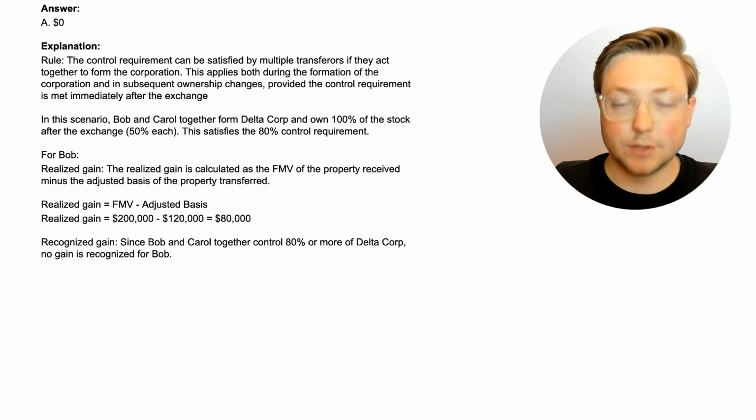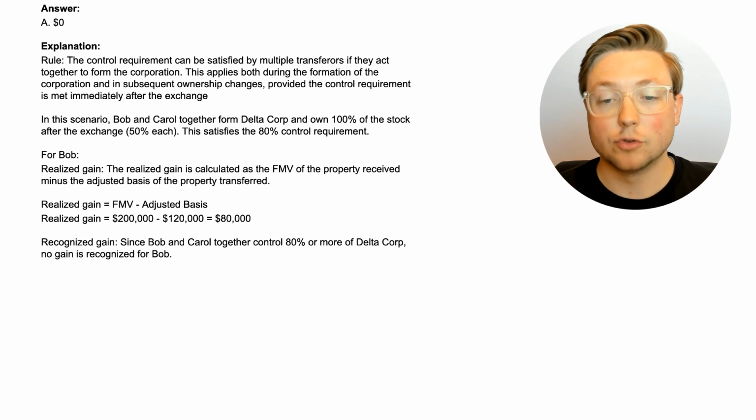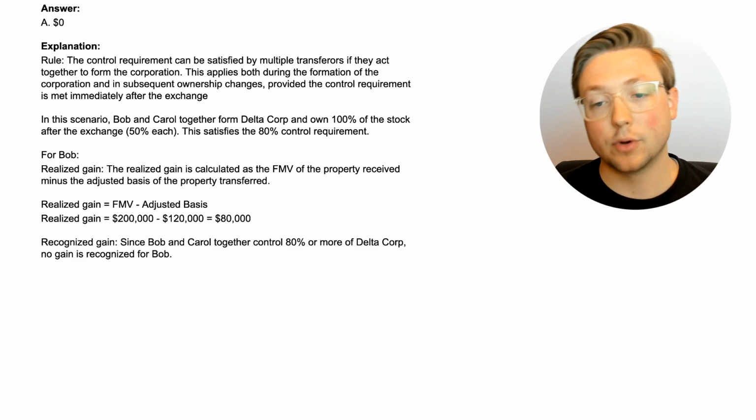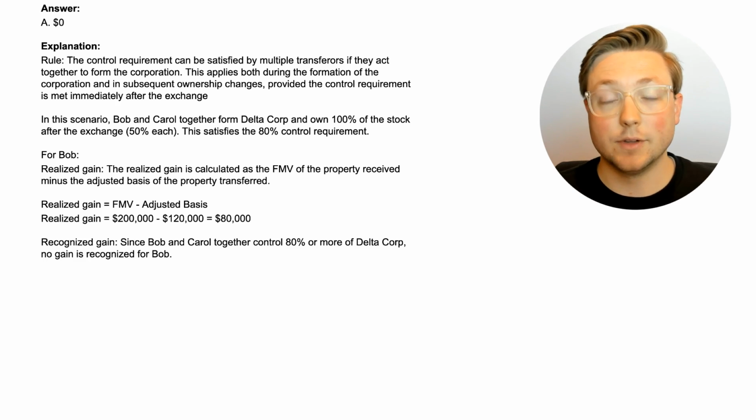So let's read another rule. The control requirement can be satisfied by multiple transferors if they act together to form the corporation. This applies both during the formation, and it can also apply with subsequent ownership changes, like if owners work together to change the ownership or purchase ownership in a corporation. Overall, provided that the control requirement is met immediately after the exchange.